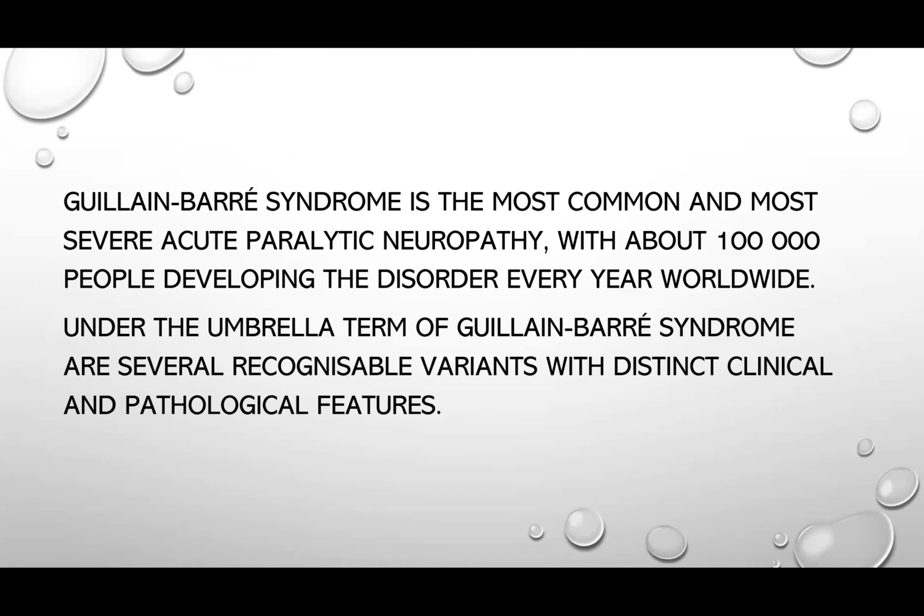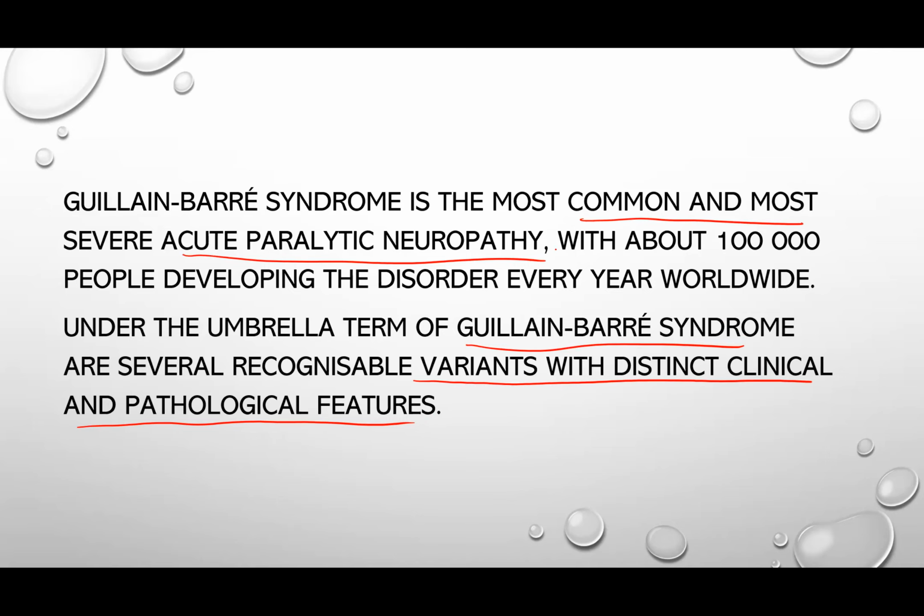So the summary of this slide is, it is not one particular disease. It has several recognizable variants with distinct clinical and pathological features. That is one thing. It is the most common severe acute paralytic neuropathy. If somebody comes with acute paralytic neuropathy involving muscular weakness very much more than sensory, you must think of Guillain-Barré syndrome, and under this there are several types. That is what exactly it says.